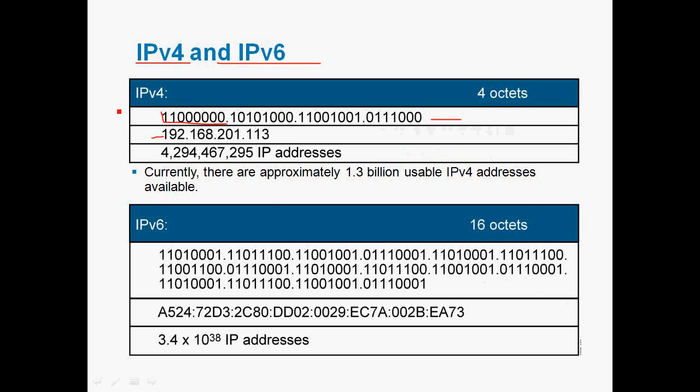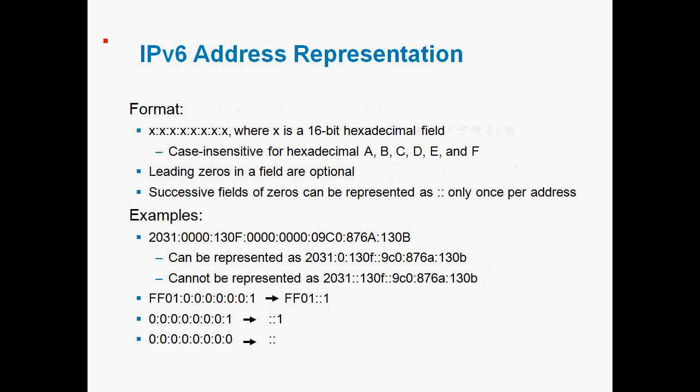Okay, we can go for the next slide. IP version 6 address representation. So here we can see the format XXXX, that is IP version 6 is hexadecimal, so it contains 8 groups. Each group is 16 bits, each character indicates a hexadecimal digit. So the hexadecimal value 10 represents A, 11 represents B, 12 represents C, so likewise 15 represents F. So it is not case sensitive.